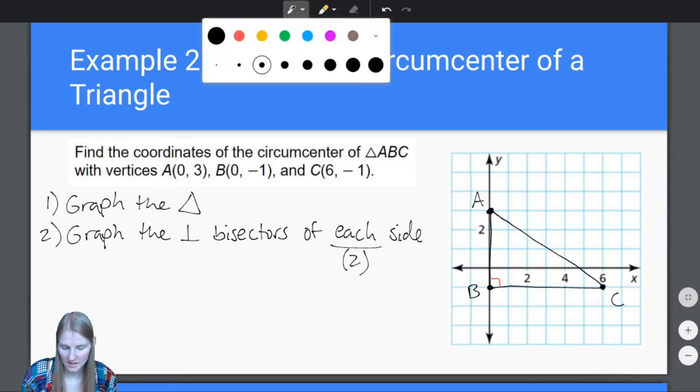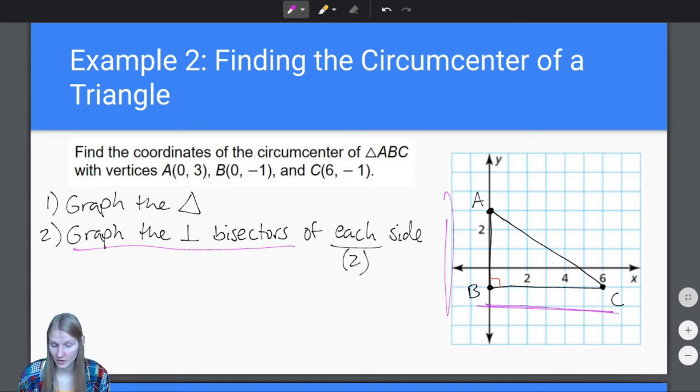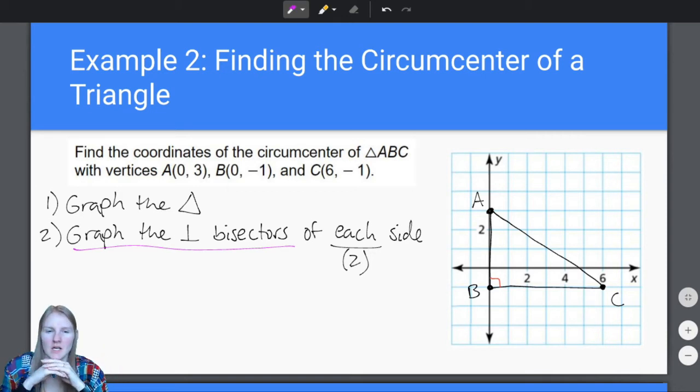And I'm going to do that in purple. So graph the perpendicular bisectors. The easiest sides to do, since we only need to do 2 of them, the third one will go through that same point as well. Let's pick the horizontal and vertical lines, because trying to do this slanty one, the diagonal one, is going to be a little difficult. So, how do I graph a perpendicular bisector?